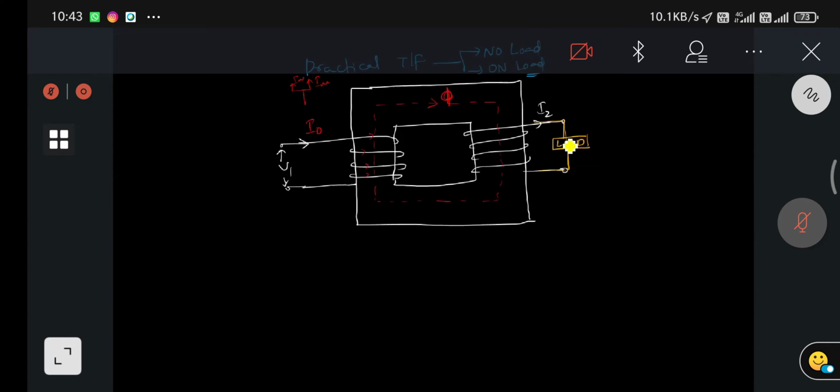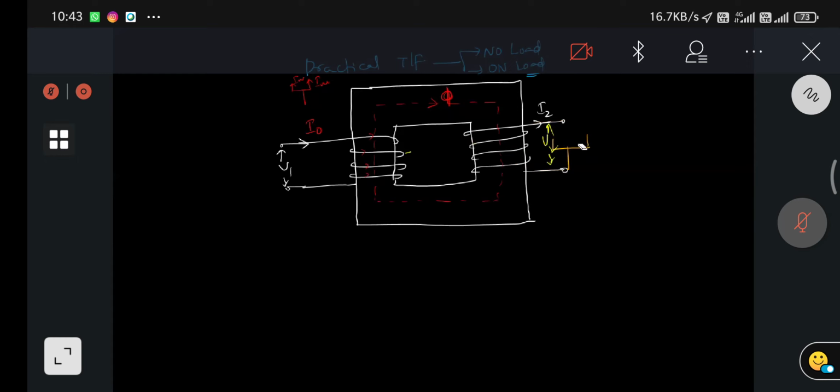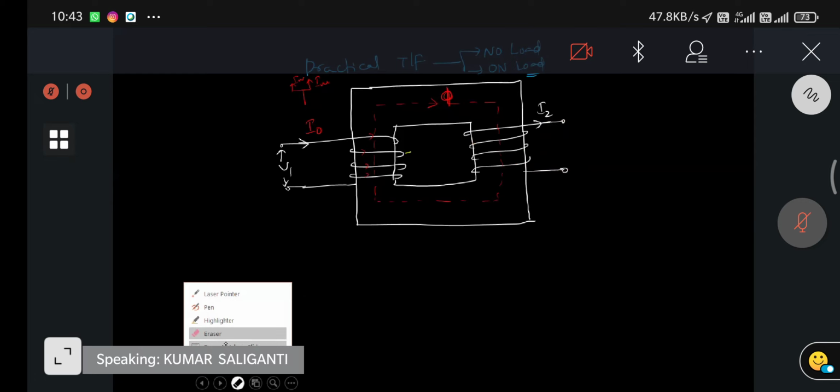Okay, so this is I2, and here you have to take V2. Before that, if the load is connected, you may get some confused here. Please don't worry, just wait, I will clear the doubt here. So that I2 equals 0 here.